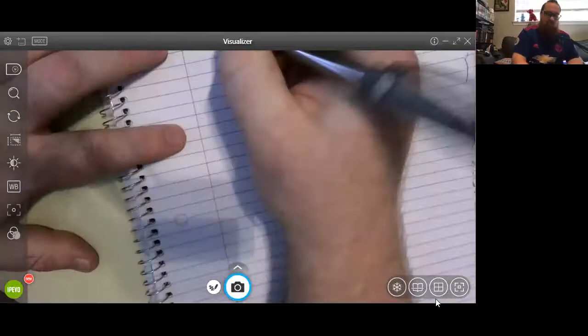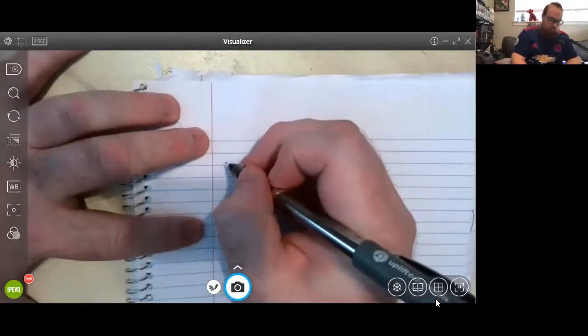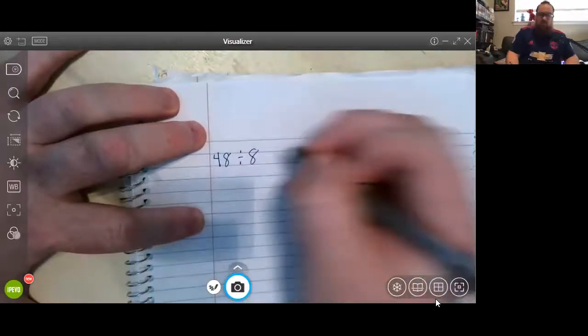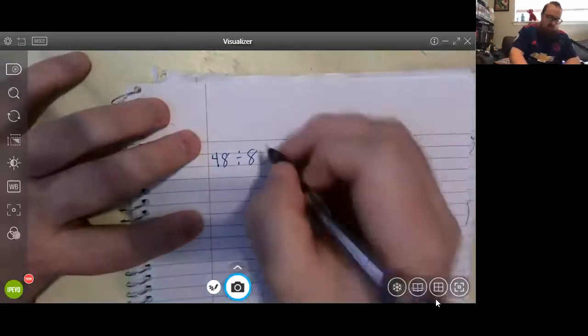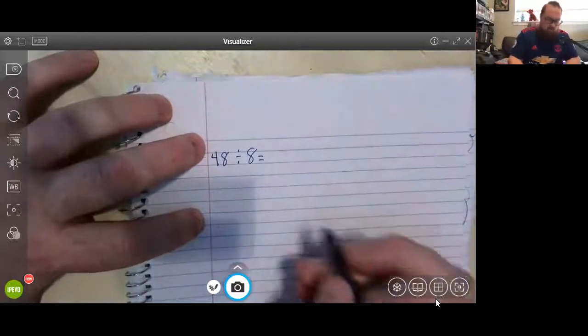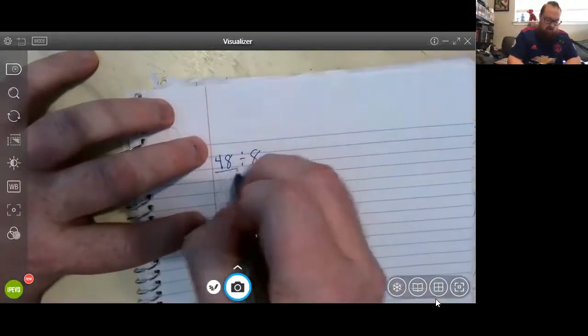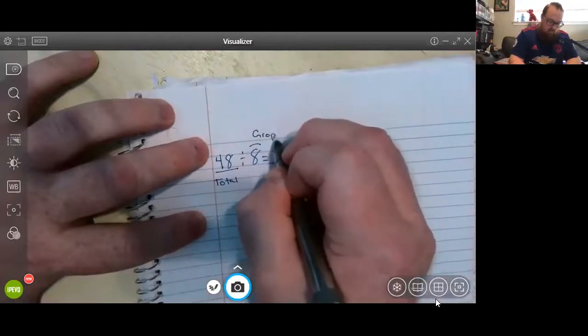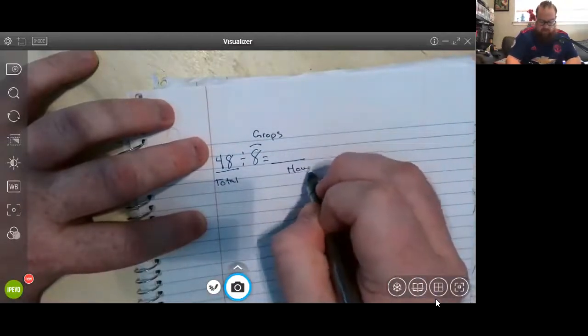What if we had the problem 48 divided by 8? Well, let's break it down each side like we did before. The first number is our total. The second number is our groups. The third number is going to be our how many.